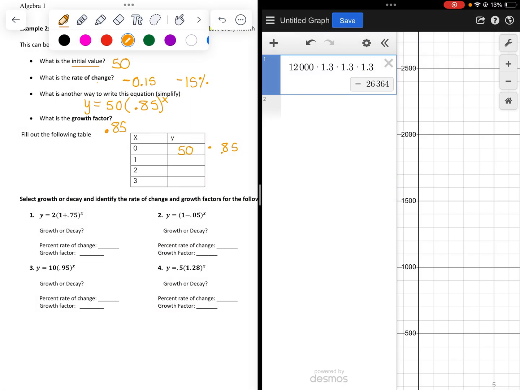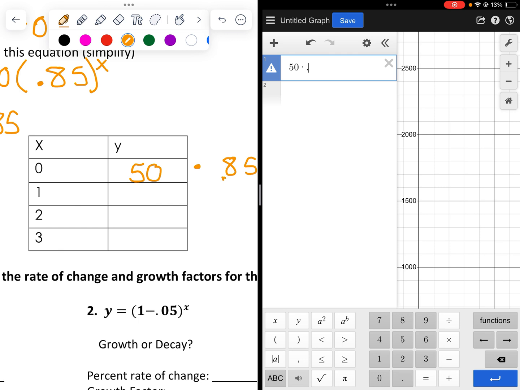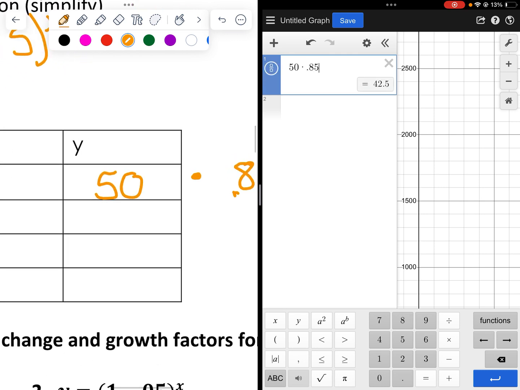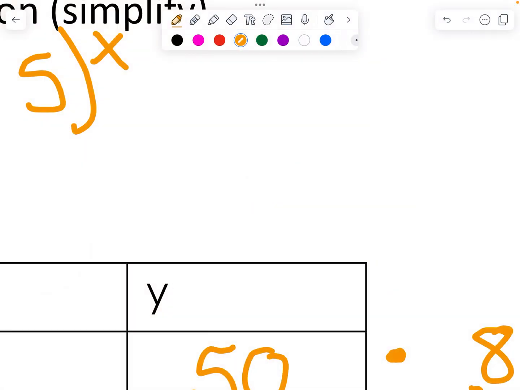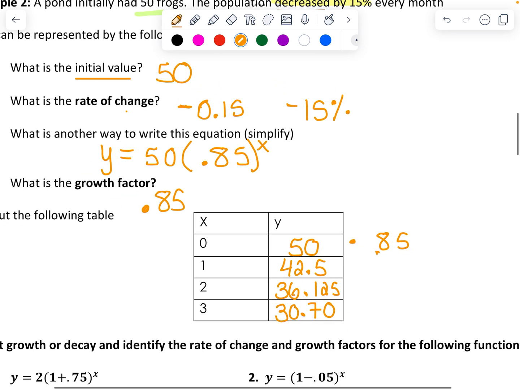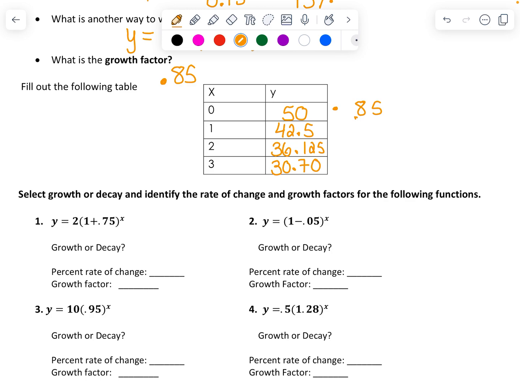So if we pull up our Desmos here, we have 50 multiplied by 0.85. We get 42.5. Multiply by 0.85 again, 36.125. Multiply by 0.85 again, 30.70. Now, since we're talking about frogs, if they asked you an actual question, you'd have to round these numbers because one could argue you can't have half of a frog, but for the sake of the math, we'll just keep them the same in the table.